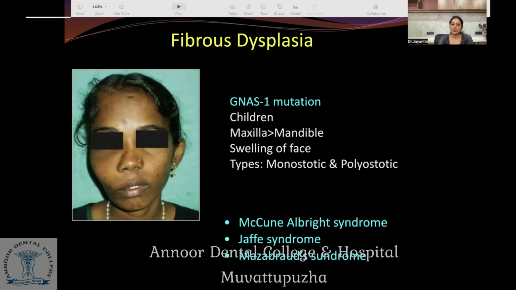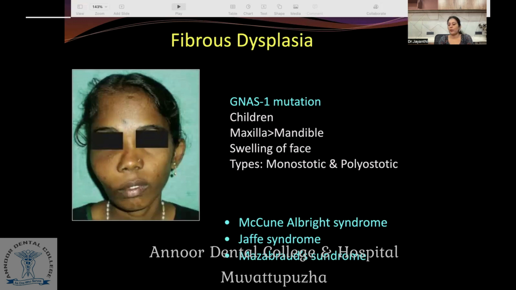In the polyosteotic type, there are three syndromes that are seen in association with fibrous dysplasia. They are called McCune-Albright syndrome, Jaffe syndrome, and Massey-Broad syndrome. Now, what is this McCune-Albright syndrome? If a patient is having polyosteotic fibrous dysplasia, along with that, there are endocrinal abnormalities.